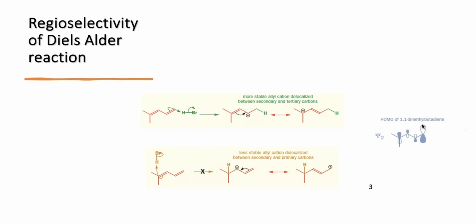And we can see that in the case of 1,1-dimethylbutadiene, the orbital contribution of the HOMO is greater at this position. So this terminal carbon is more favorable for reacting.